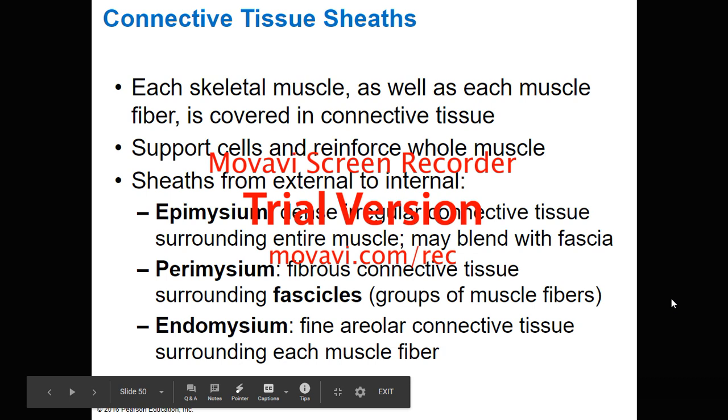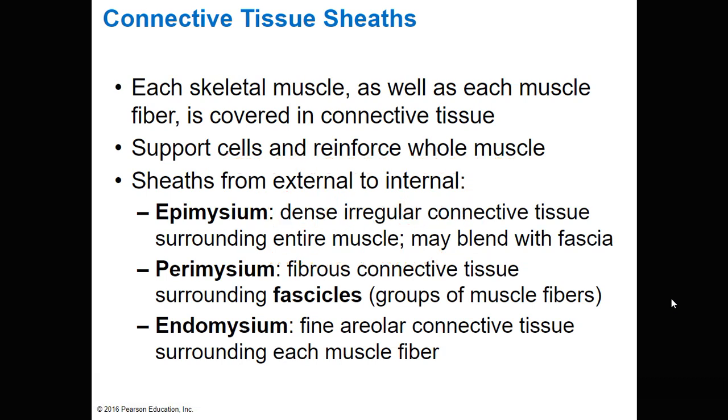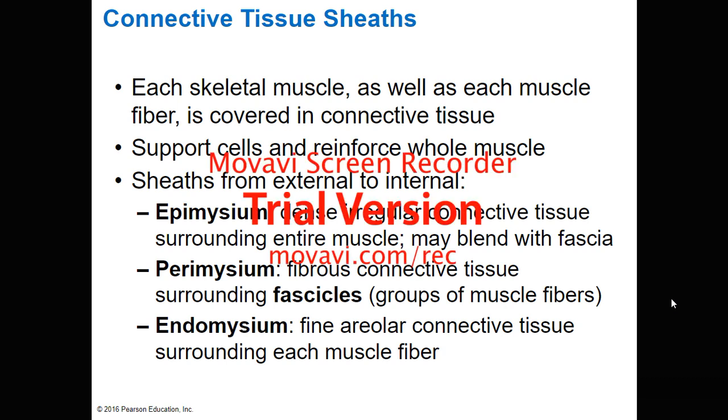Now, it's important to remember that all of these connective tissue sheaths are continuous with one another, as well as with the tendons that join muscles to bone. And when muscle fibers contract, they pull on these sheaths, which transmit the pulling force to the bone to be moved.